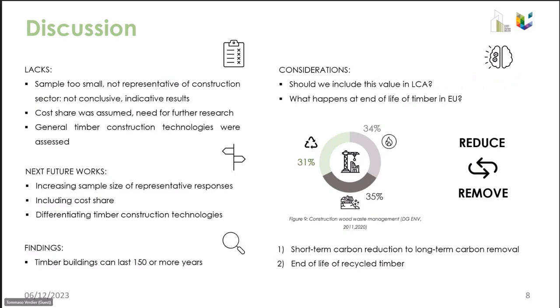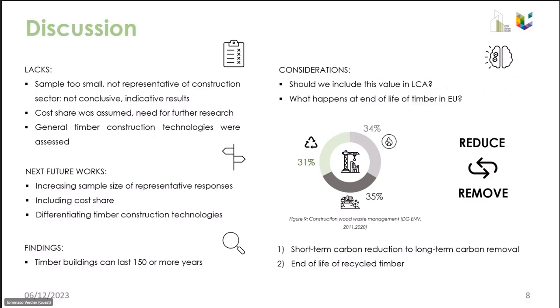So, as additional lacks that we identified, for sure, the sample dimension, which is very small. 100 responses is not enough to reliably represent the construction sector. Thus, the results should be addressed as indicative results rather than conclusive results.